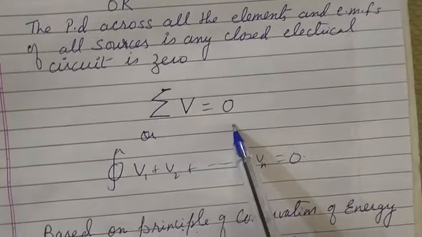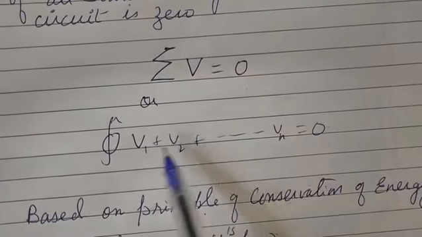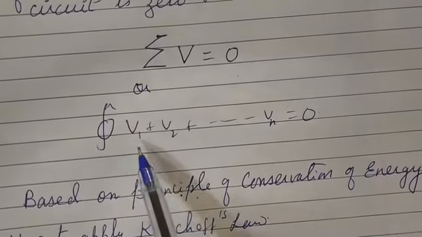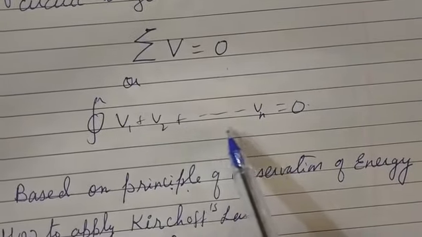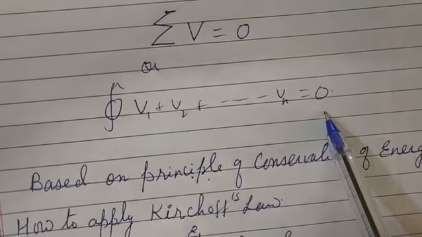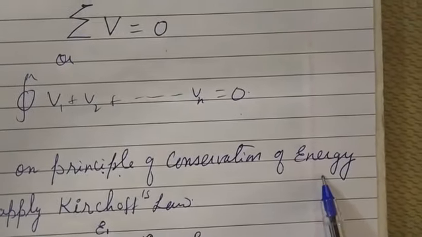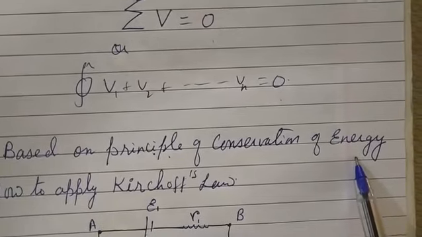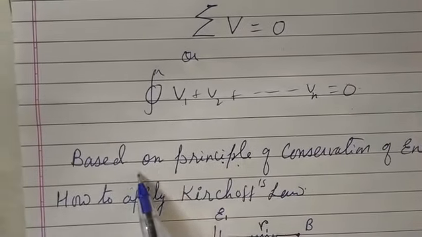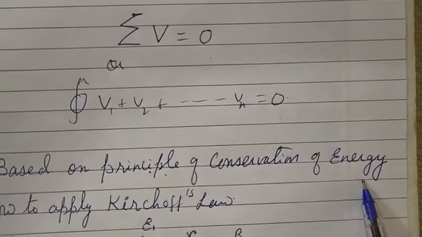Summation V is equal to 0, or the closed integral of V1 plus V2 plus up to Vn is equal to 0. The second law is based on the principle of conservation of energy, and the first law is based on the principle of conservation of charge.